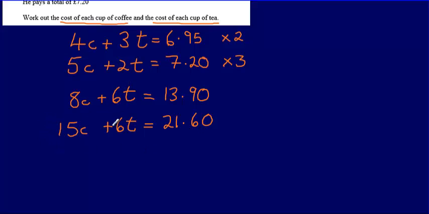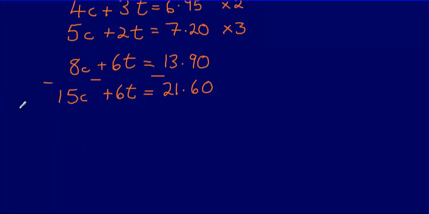Now that I've got the coefficients the same, 6t and 6t, I can eliminate them by subtracting the two equations. That leaves me with 8c minus 15c for negative 7c. 6t minus 6t cancel each other out. So I'm left with negative 7c is equal to £13.90 minus £21.60, which is minus £7.70, just taking away those two. So now I've got negative 7c equals negative £7.70.